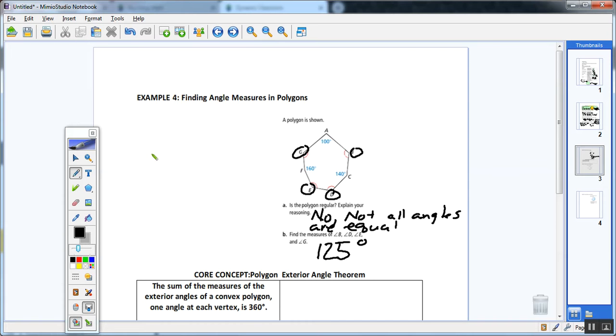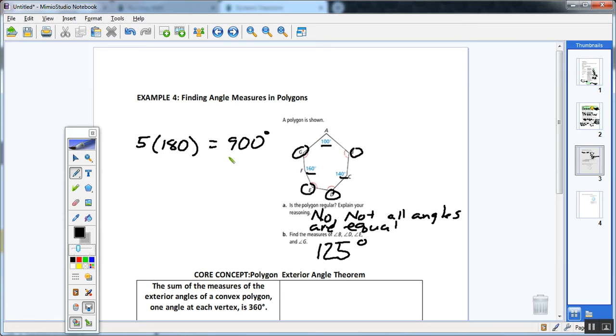Okay, so I took 7 minus 2 to get 5, multiplied that by 180, and that's like 900. So since there were 7 sides, we had to go 5 times 180 by the interior angle theorem, right? Yeah. 900 degrees total in this. Then I added up 100, 160, and 140. So this, and this add up to how much? Like 400 maybe, 500, something like that.